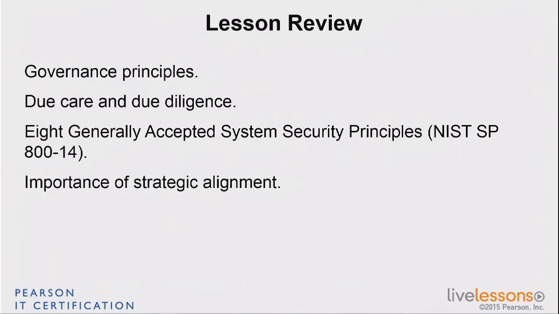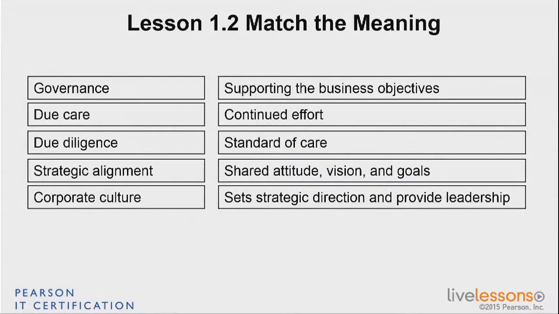We looked at the importance of strategic alignment. We looked at the influence of corporate culture. In our next lesson, we're going to be looking at the governance ecosystem, the various roles and responsibilities. But before we go to the next lesson, let's do a match the meaning. The key terms that you must know from this lesson are governance, due care, due diligence, strategic alignment, and corporate culture.